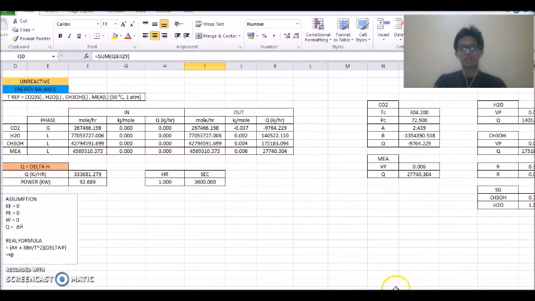And we calculate it. So we got an endothermic reaction. The energy that we produce is 33,333,681.279, and the power that we got is 92.689 kilowatt.